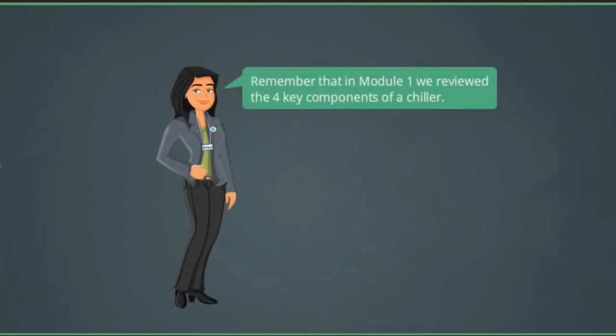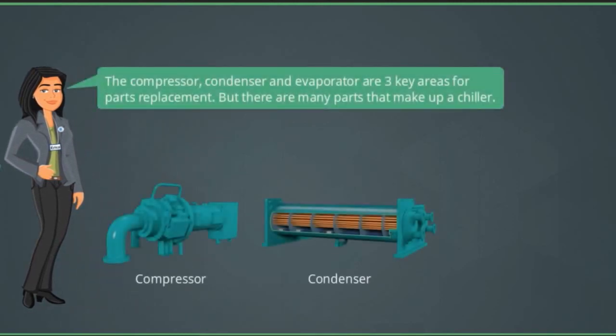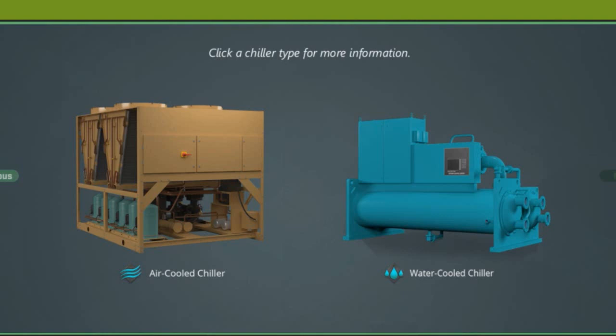Remember that in Module 1 we reviewed the 4 key components of a chiller. The compressor, condenser, and evaporator are 3 key areas for parts replacement, but there are many parts that make up a chiller. Click a chiller type for more information.